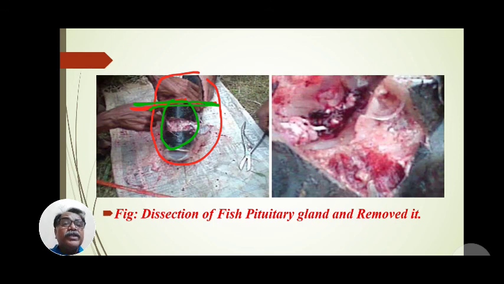Just in front of the optic chiasma we see a small knob-like, knot-like structure. That knob-like structure is nothing but the pituitary gland, and this pituitary gland is important for our experiment, for our induced breeding by hypophysation.